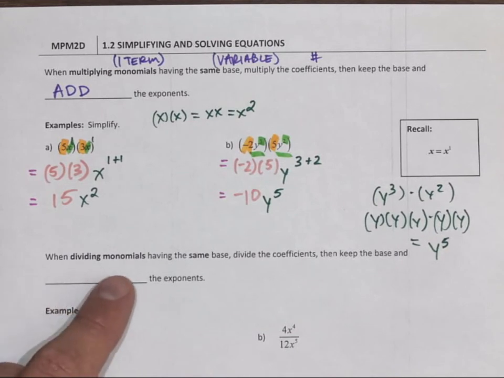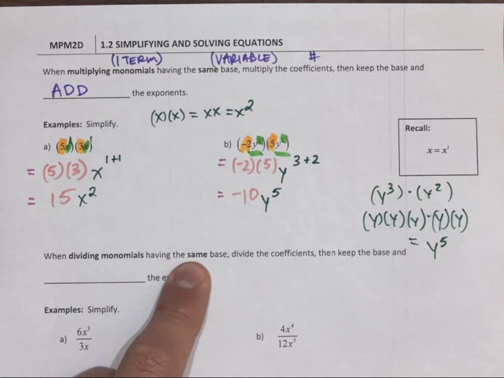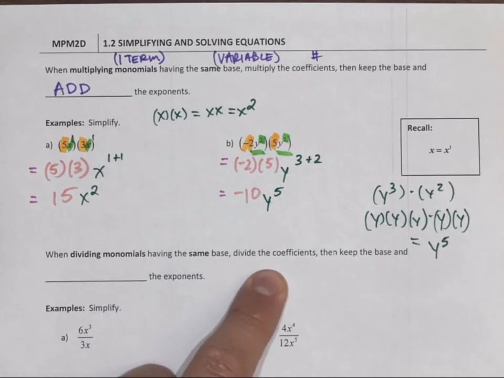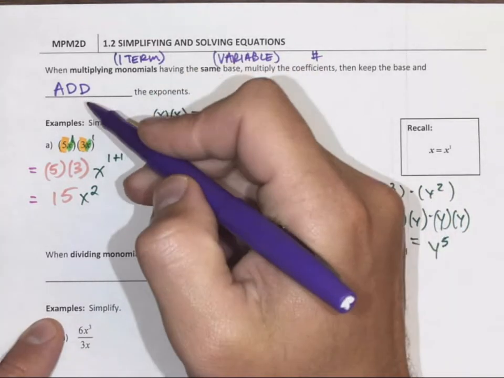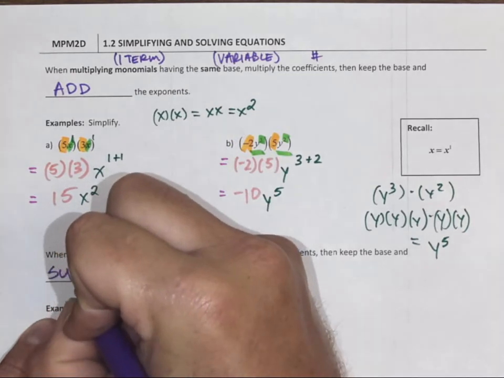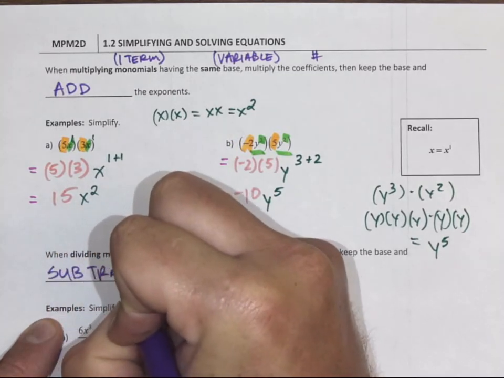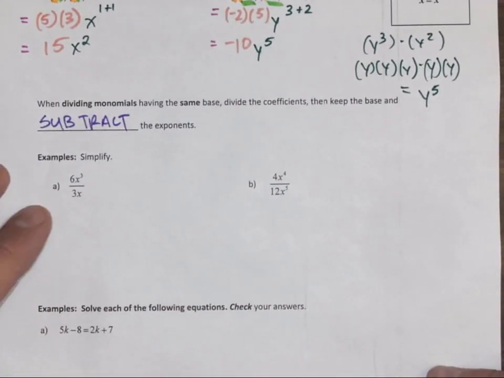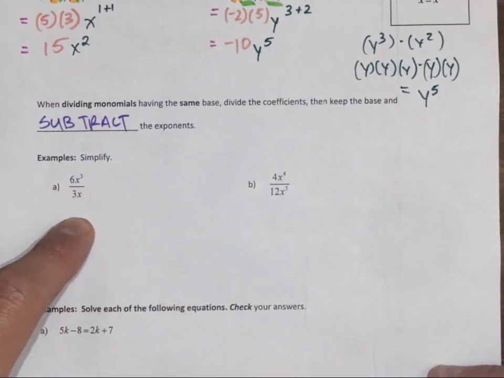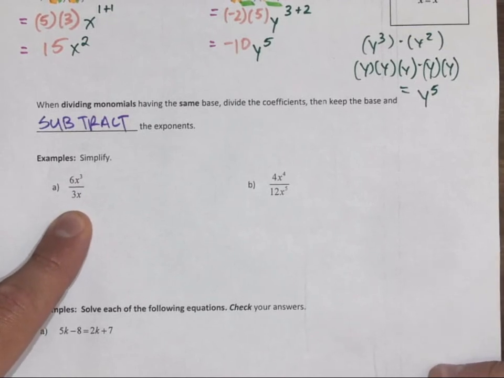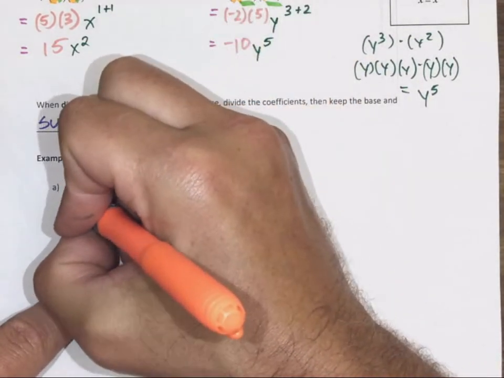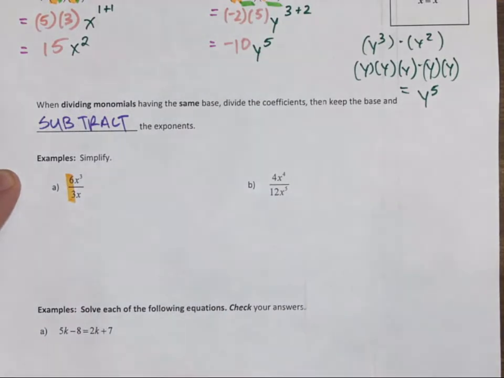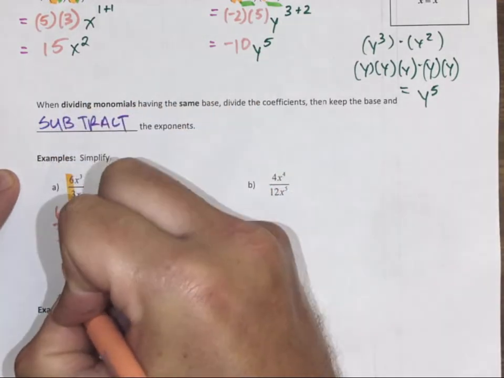When we're dividing monomials with the same base, divide the coefficients, so we still do division of numbers the way we used to do. All previous math still exists. We keep the base, and now the opposite of add, or partner, we subtract. So what does that look like? 6x cubed divided by 3x. Well, we still go 6 divided by 3, which is 2.